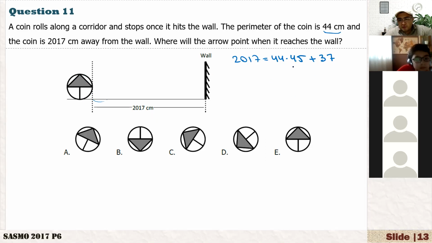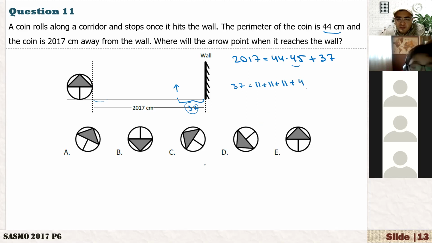After the coin rolls 45 times, it will come somewhere here. Again, in the original direction, the arrowhead is looking up. The distance between this coin and the wall will be 37 centimeters. Actually, what is 37? I can just write it as 11 plus 11 plus 11 plus 4, because 33 plus 4 is 37.